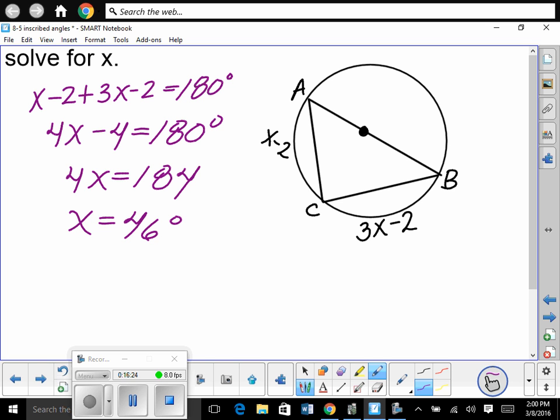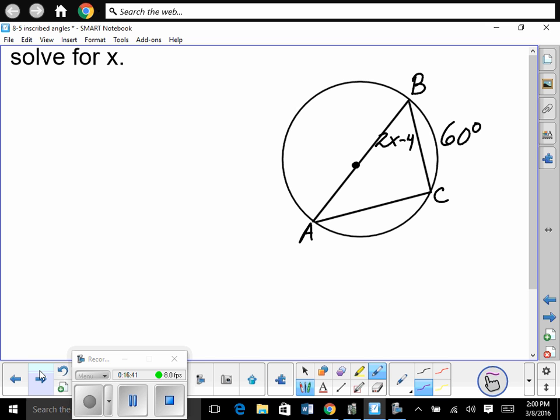Now, x is 46 degrees. I have people say, oh, so this piece is 46 degrees. Wrong. That's x. So we're done, but just keep in mind that that would be 46 minus 2, right, everybody? 3 times 46, and then 3 times 46 minus 2. Is everybody good with that?